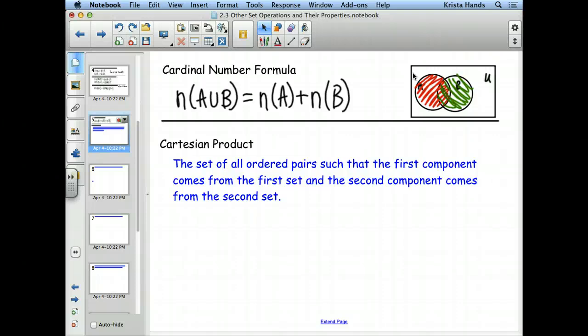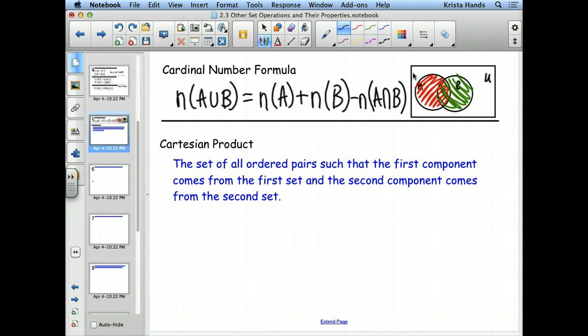So in the cardinal number formula, the piece that's missing is that we subtract off the intersection because we counted it twice. It gets counted when I counted circle A, and it gets counted when I counted circle B. So I subtract off the part where it overlapped. What you have to remember is that this N of A does not mean the outer part of A, it means the entire circle A.